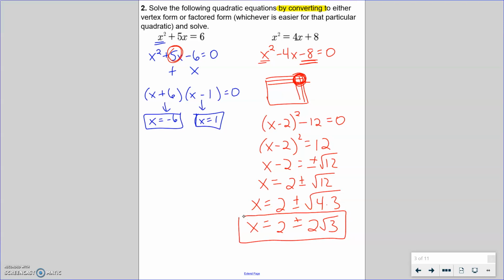You can absolutely leave your answers just like this. If you also want to write it as 2 plus 2 root 3, you can. If you want to write it as 2 minus 2 root 3, you can.